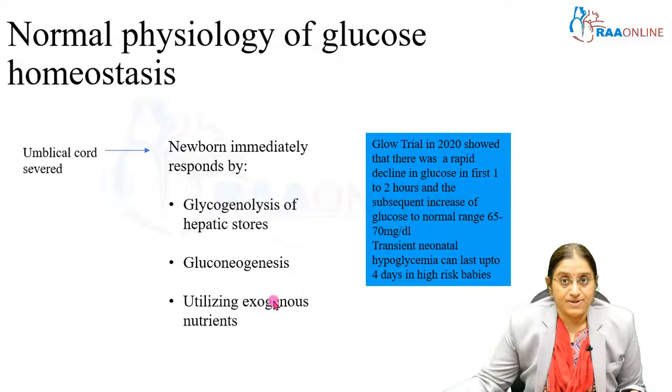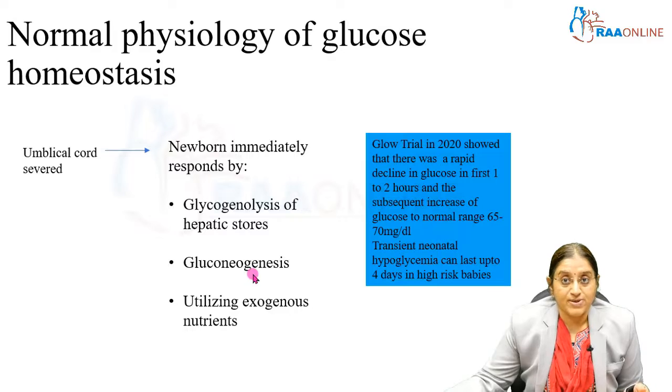So what happens when the baby is born? The umbilical cord is severed. Then the newborn immediately responds by glycogenolysis of hepatic stores. So what happens initially when the baby is in the fetus itself? Glucose is utilized and then converted with the help of insulin into glycogen, which is stored in the fetal liver. So when the baby is born, that glycogen is again converted into glucose, which is called glycogenolysis, and the hepatic stores are utilized for glucose.